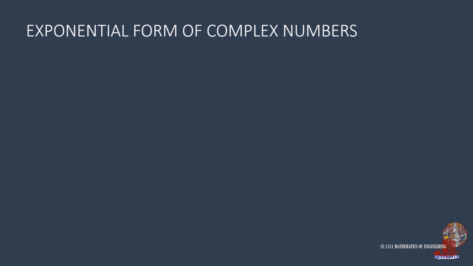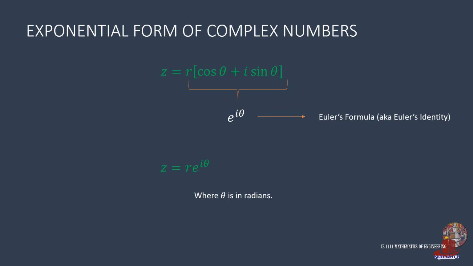Referring back to the polar form where z is equal to r times cosine of theta plus I times sine of theta, the terms inside the bracket are then reduced to e raised to I times theta. This is known as Euler's formula or Euler's identity. Thus, the complex number can be written as r times e raised to I times theta, where theta is in radians.